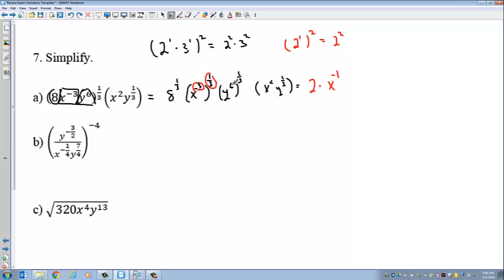We'll multiply exponents here. 6 times a third, the 3s will cancel, and you'll get y squared. And you still have times, you can drop off these parentheses if you want, x squared and y to the 1/3.